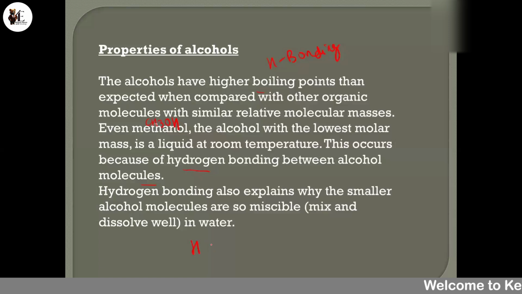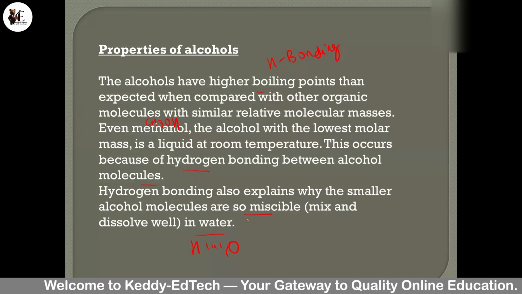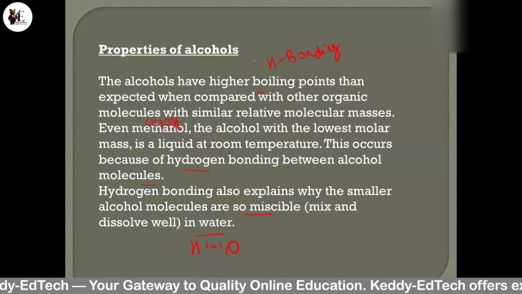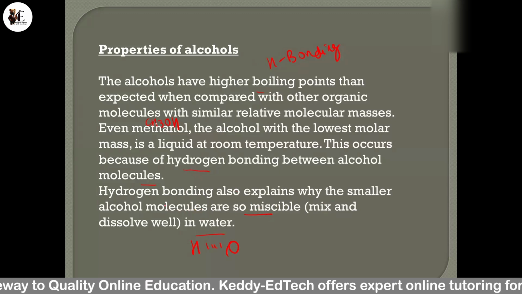Hydrogen bonding means hydrogen is connected to a more electronegative atom, in this case oxygen. Hydrogen bonding also explains why the smaller alcohol molecules are so miscible in water. Why? Because of the hydrogen bonding interaction. Even smaller alcohol molecules mix and dissolve in water very well. So write down the problem.